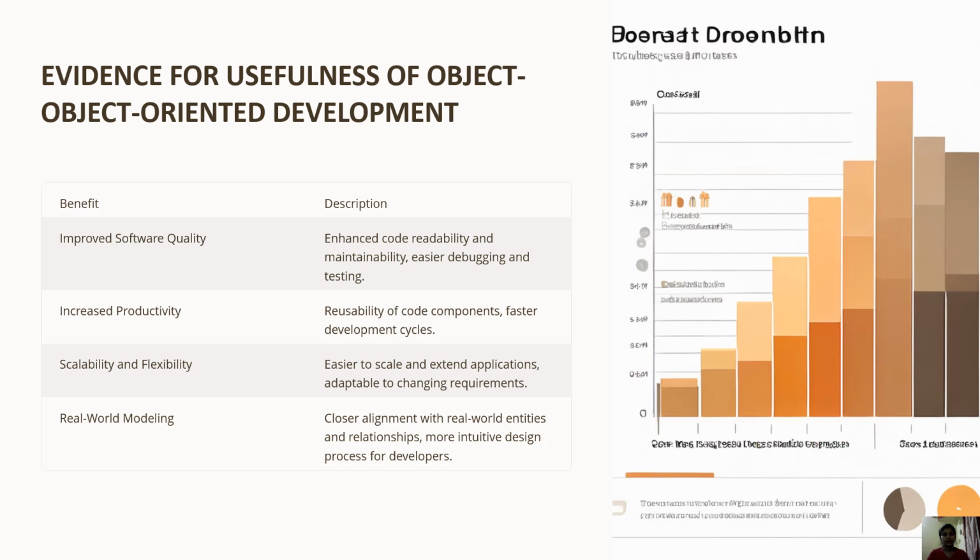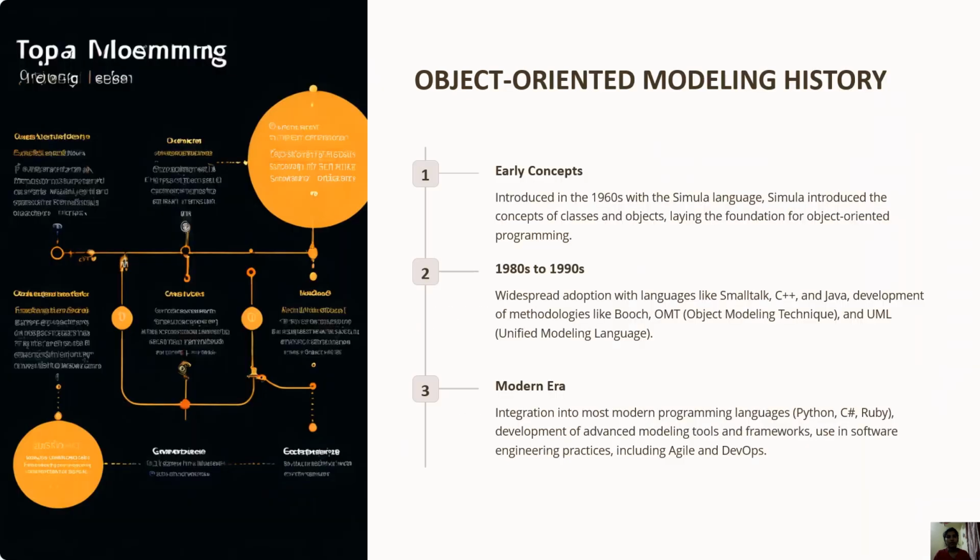Next is real-world modeling: closer alignment with real-world entities and relationships, and a more intuitive design process for developers. Real-world modeling keeps in mind what the real world wants and how it helps. So it has better relationships, and the developer's process is easy. This was all about the usefulness of object-oriented development. There are many more benefits and advantages of using object-oriented development for software projects. Moving forward, the next is the history of object modeling and how it came up.